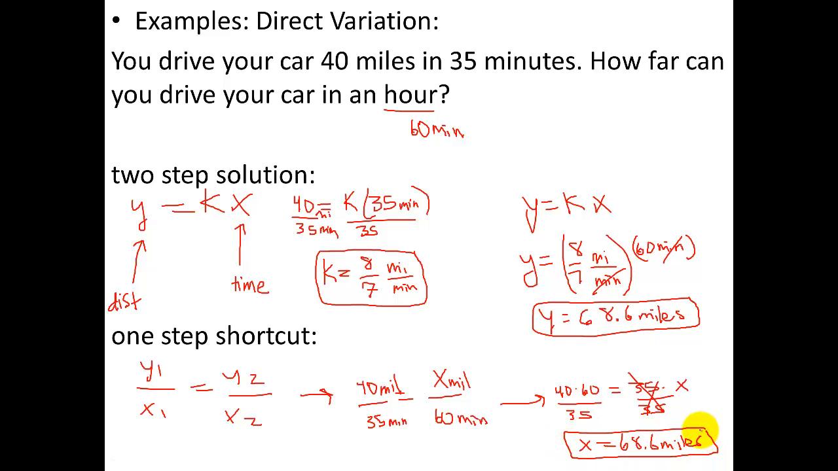It doesn't matter to me which one you do. The only thing is you have to make sure that when you're doing this shortcut, you get the pieces lined up correctly. If you have miles over minutes on this side, you need to have miles over minutes on this side. You don't want to accidentally flip one of the sides over. Okay, that's it for these kind of direct variation examples.